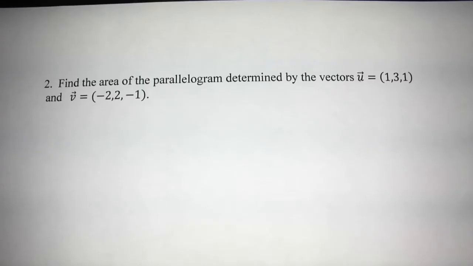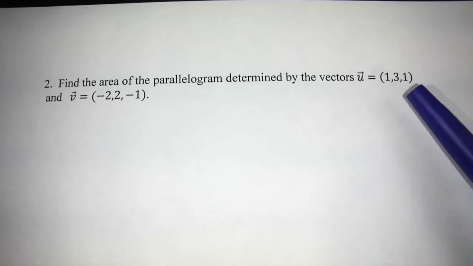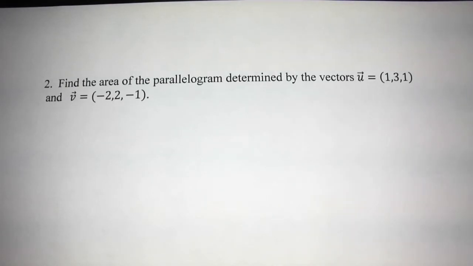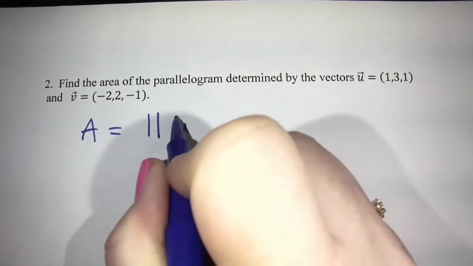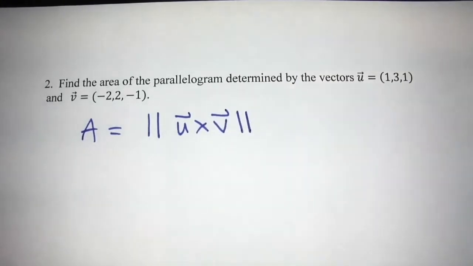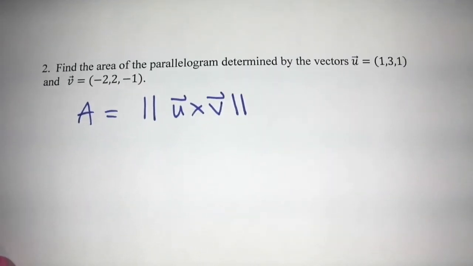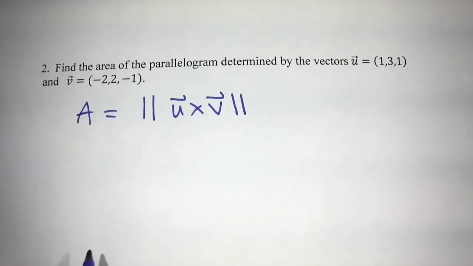Okay, so now we're going to do a parallelogram. The only difference is in a parallelogram, we won't have the 1/2. So find the area of the parallelogram determined by vectors U is (1, 3, 1), and V is (-2, 2, -1). So our formula is magnitude of U cross V. So go ahead, pause the video. Let's see if you can get the cross product and then do its magnitude and see what you get for the area of the parallelogram.